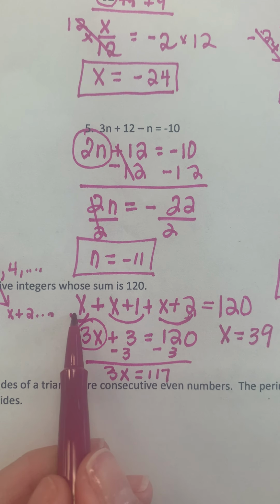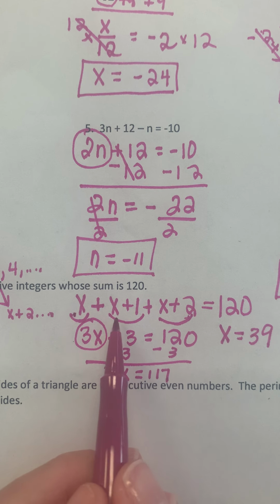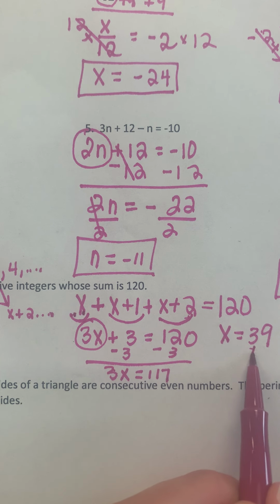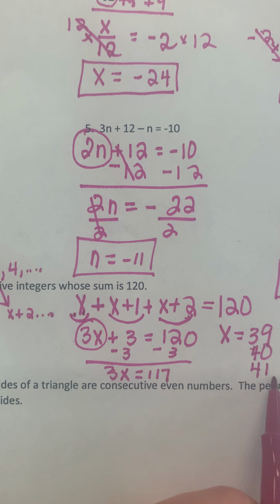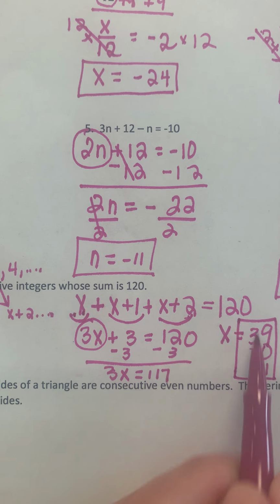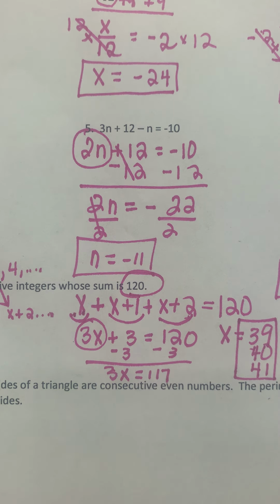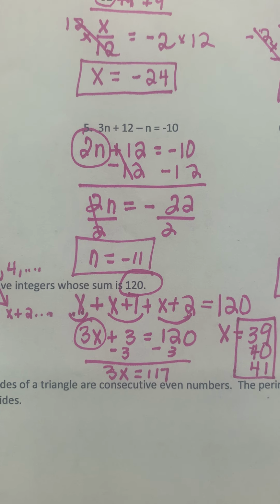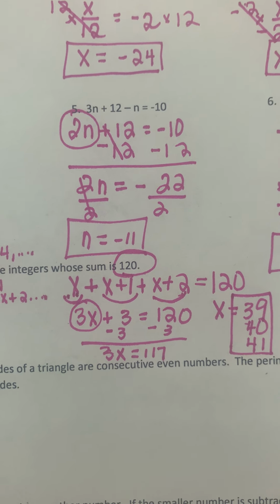So that's x. They want the 3 numbers. So if x is 39, the next consecutive numbers are 40 and 41. If you add these 3 up, you should get 120. I would pause that and make sure you understand that, maybe rewind.